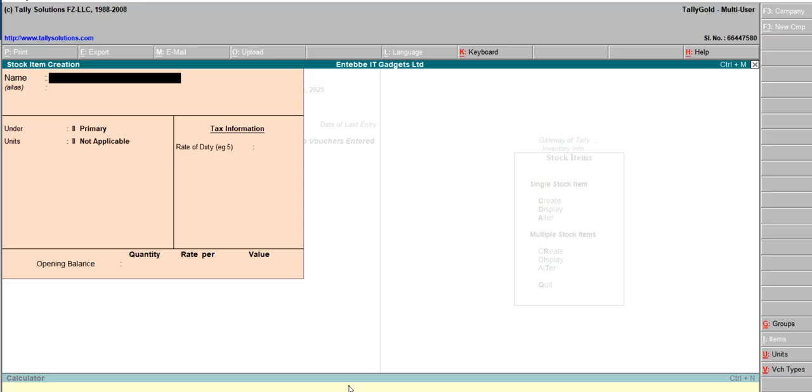Now sometimes you want to enter what you call standard rates, that is standard selling prices and standard costs. It is also possible, but you have to adjust your settings. So you have to configure, then you make those necessary adjustments.